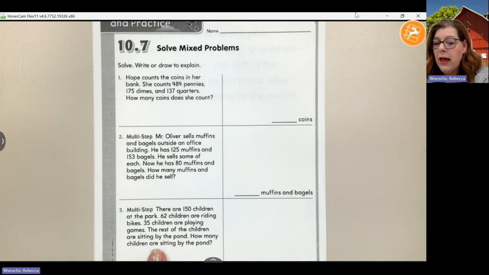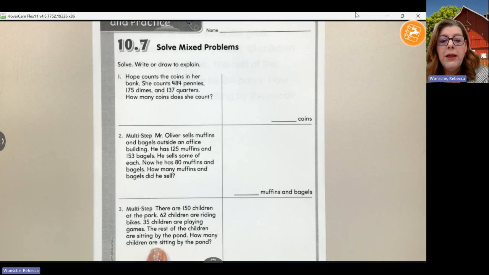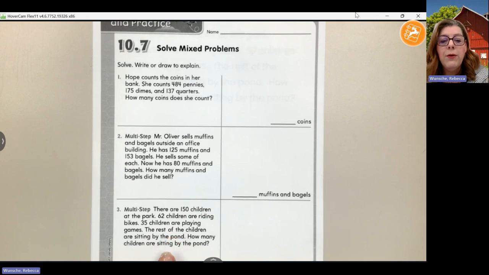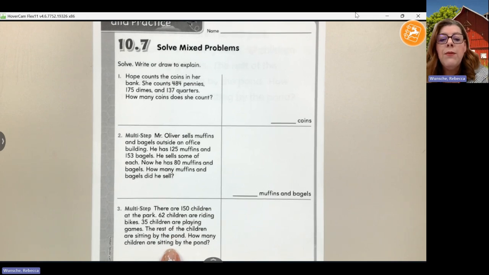And what I've done is I have taken a multi-step problem right from our HMH Go Math book. Our multi-step problem says there are 150 children at the park, 62 children are riding bikes, 35 children are playing games, the rest of the children are sitting by the pond. How many children are sitting by the pond?